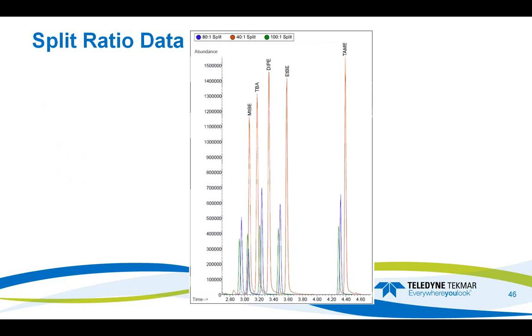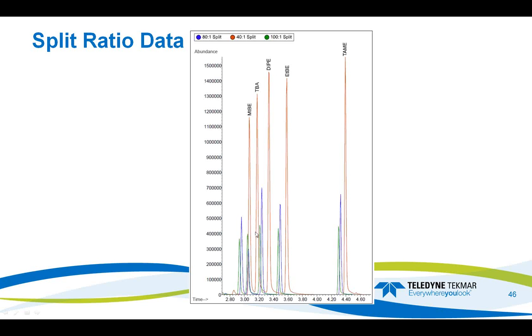And so here we can see examples of that. The blue lines down here are an 80-to-1 split. The orangish that we have up here is a 40-to-1 split, which obviously is putting much more compound onto column. More of that makes it into the mass spec in this case. And then we see with a 100-to-1 split, we have our smallest peaks down here.